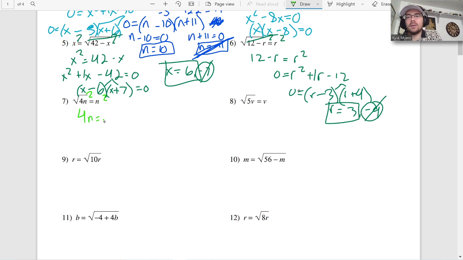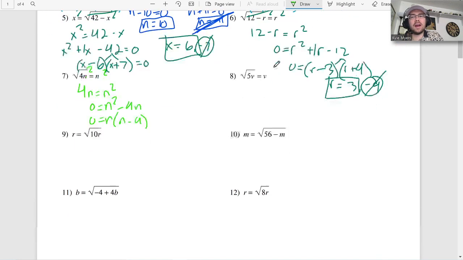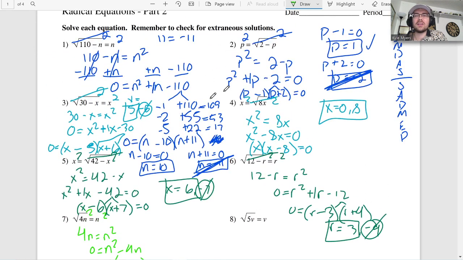So this is 4n equals n squared. N squared minus 4n equals 0. N times n minus 4. This is the same thing as number 4, right? There's only one thing inside of that radical, so we just have to factor out a greatest common factor. And if you were wondering, why don't we just do a GCF on this other stuff and make our lives a lot easier? Well, we would, and you do want to do a GCF first if you can, but that's the thing.